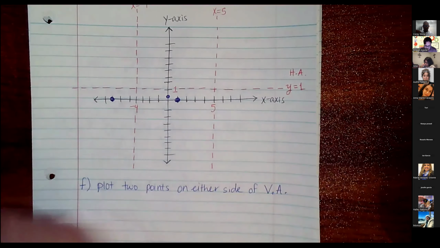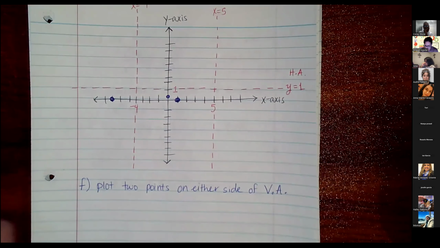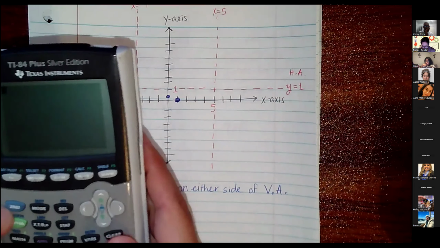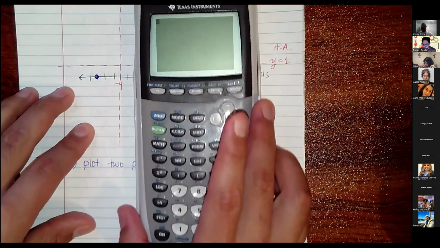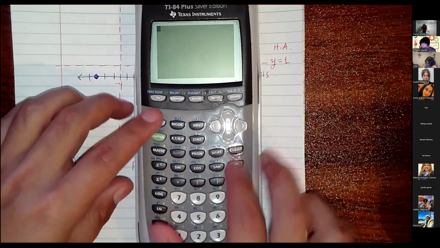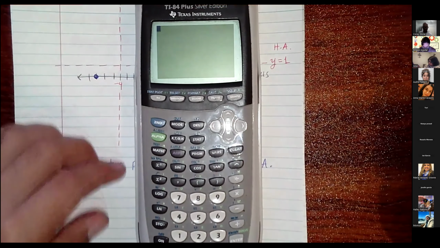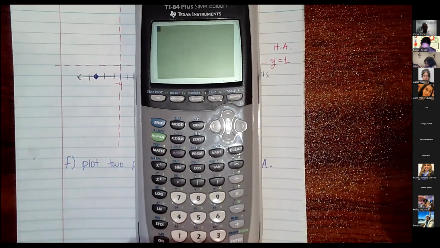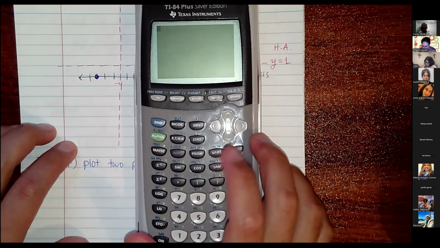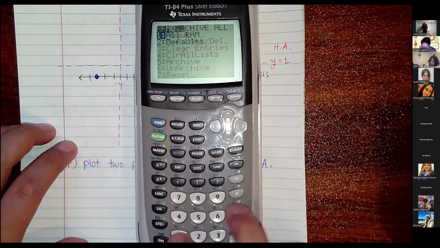So how we're going to do this is we're going to rely on our calculators. Hopefully you guys have a TI-84 or something similar, because if you have a TI-83 or something that's a little bit different, then these steps won't quite make sense. But what we're going to do here, I'm going to clear my memory real quick.